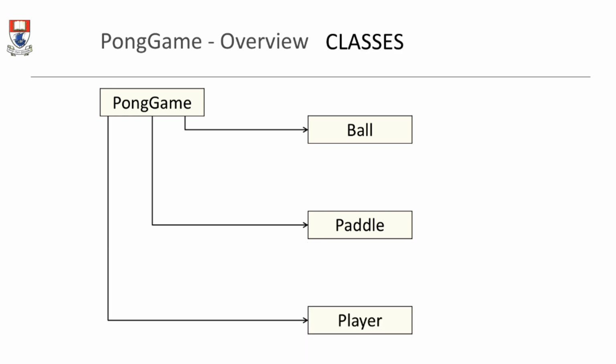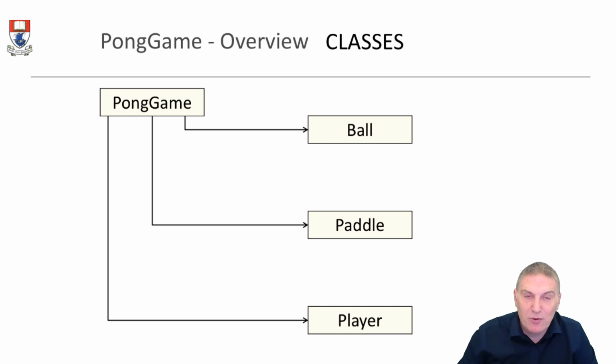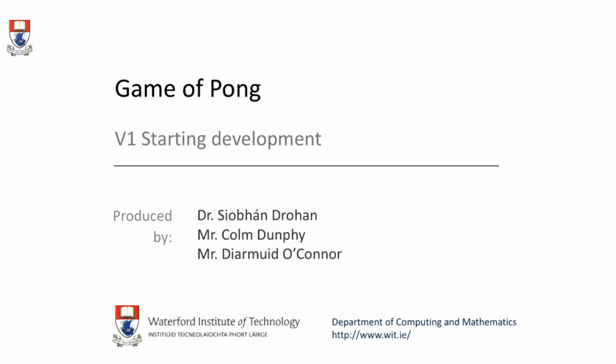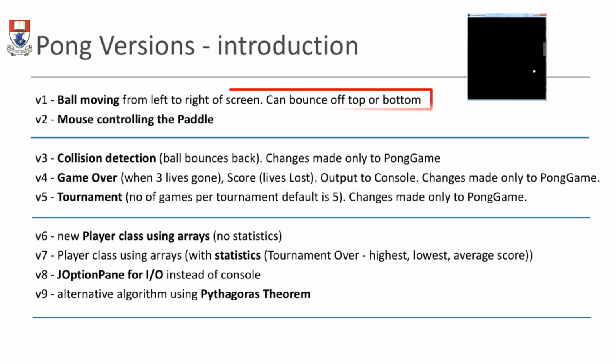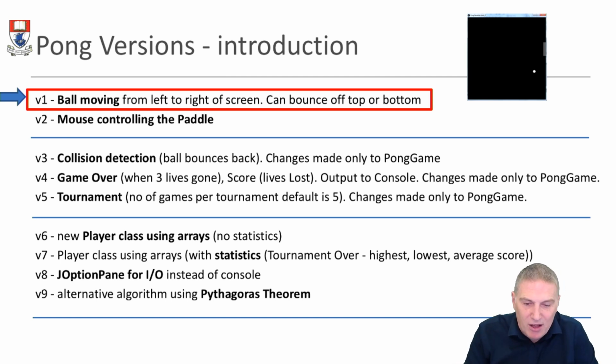Okay, so by the end of 9 iterations, we're going to have 4 different tabs in our processing environment. We're going to have one tab for Pong game, a tab for ball, a tab for paddle, and a tab for player. So what I've done here is I'm showing the 9 different versions of the game, and each version gets slightly more complicated or implements new functionality.